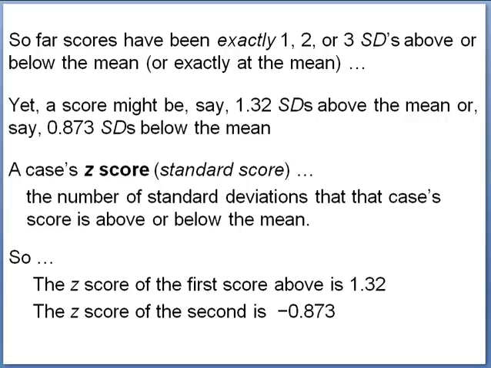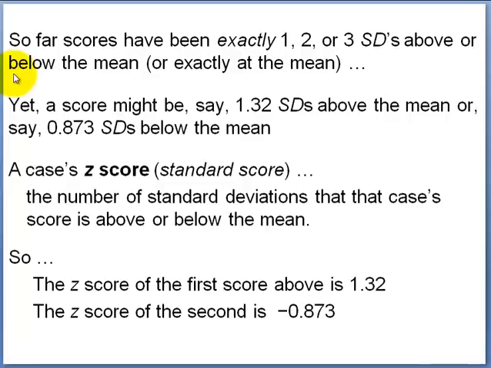Well, we're continuing on with more material from Chapter 5. And we concluded the prior video by talking about cases that were 1, 2, or 3 standard deviations above or below the mean. And we were working with the normal distribution and figuring out various percentages for those cases.